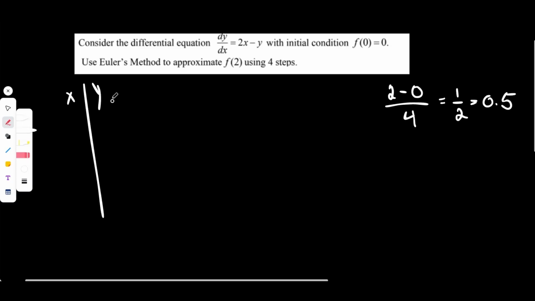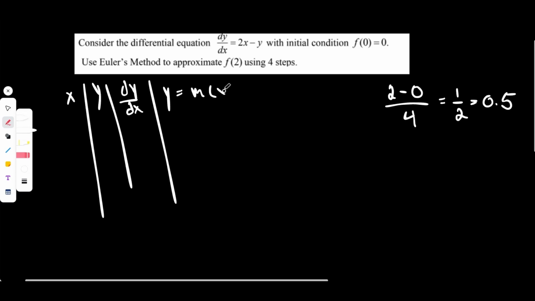Now we have to know our range. So we're going from 2 to 0 over 4. This simplifies to 1 half, or 0.5. Okay, now that we know this is the step we're incrementing by, we can set up our table to approximate f of 2. So our table should look something like this: x, y, dy over dx, and then y is equal to m times x minus x1, plus y1.